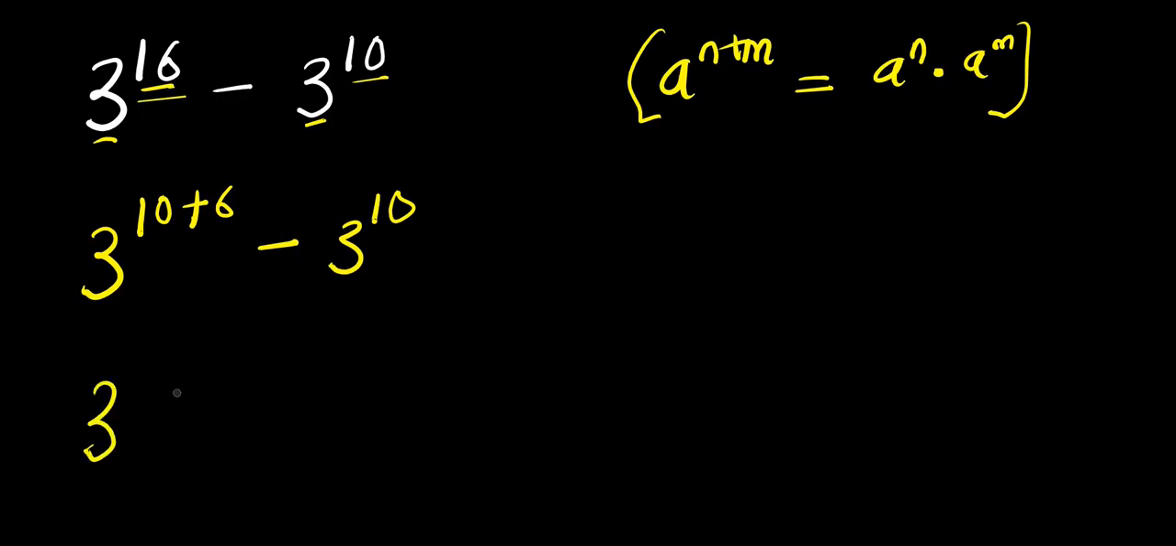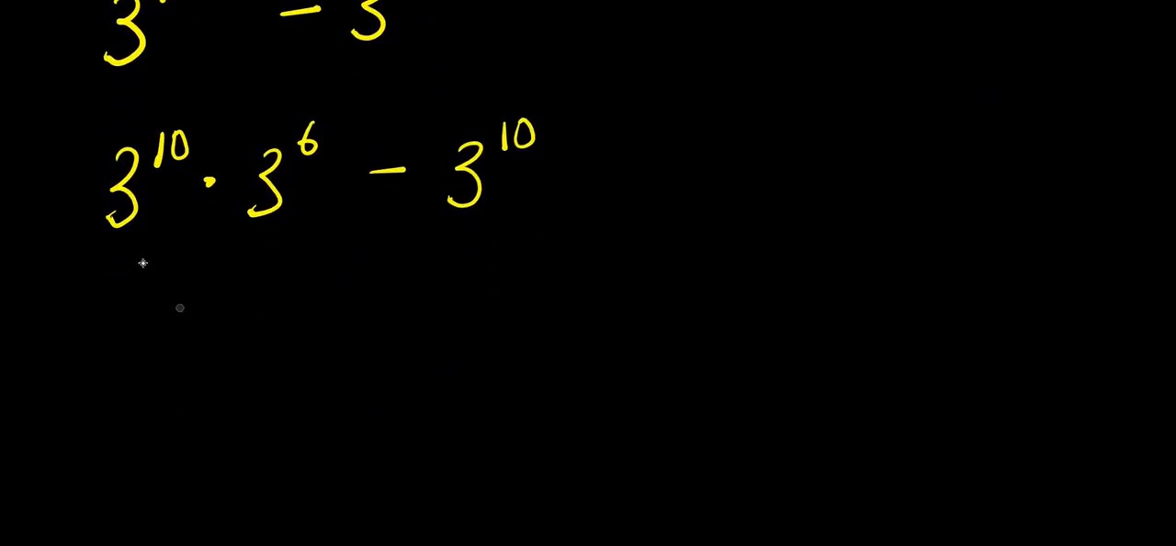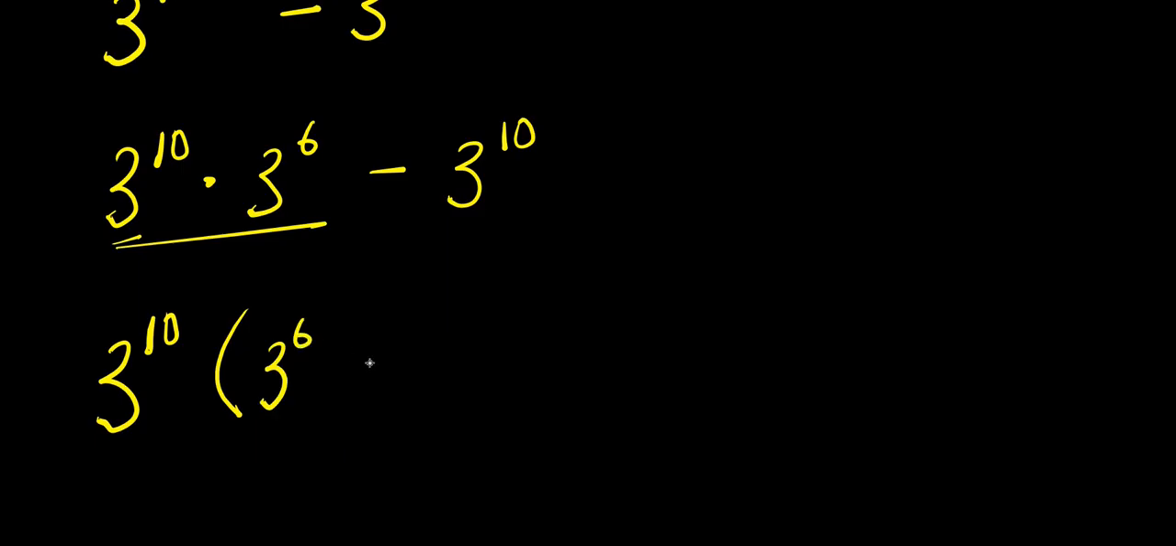So we have 3 power 10 times 3 power 6 minus 3 power 10. From here, we factor out 3 power 10. This divides 3 power 10, we have 3 power 6. Minus 3 power 10 divides 3 power 10, we have 1. So this will be 1.